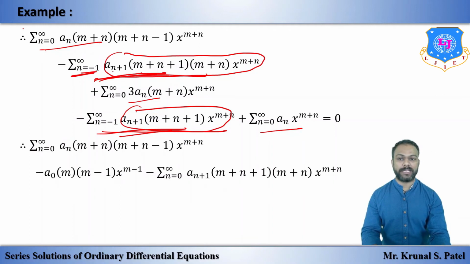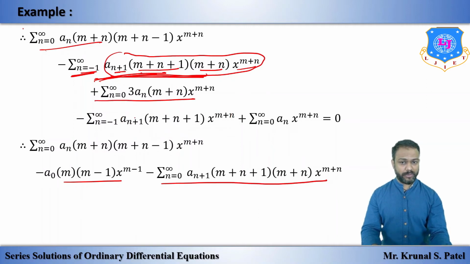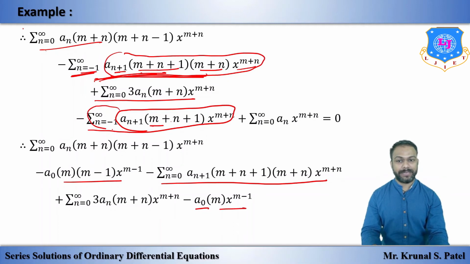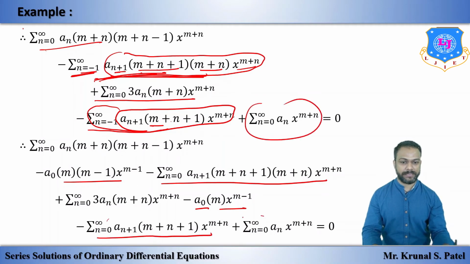If you put n is equal to -1, we get a0, m is m minus 1 and x is to the power m minus 1. This is our term. And minus sigma n is equal to 0 to this entire term is as it is. Now we have a third term as it is, because sigma n is equal to 0 is there. So the third term as it is. Now for the fourth term we will put n is equal to -1 in this. Okay, so a0, this m, because -1 plus 1 is 0, and x is to the power m minus 1. And this entire term will start with n is equal to 0. And this last term as it is.